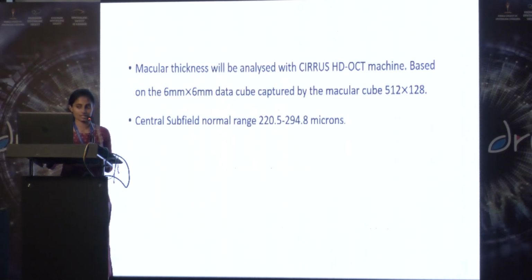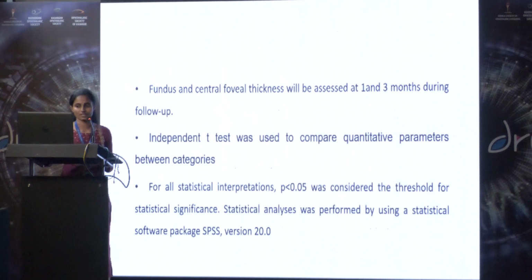Macular thickness will be analyzed with the Cirrus HD OCT machine, based on the 6 by 6 mm data cube captured by the macula cube 512 by 128, and the central subfield normal range is 220.5 to 294.8 microns. Fundus and central foveal thickness will be assessed at 1 and 3 months during follow-up. Independent t-test was used to compare qualitative parameters between categories.